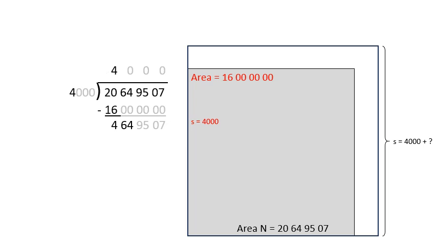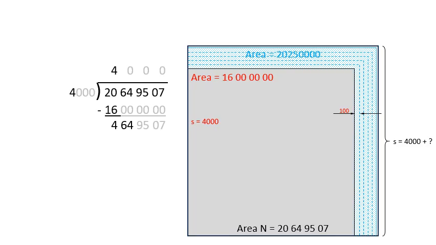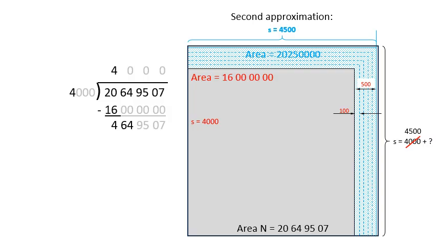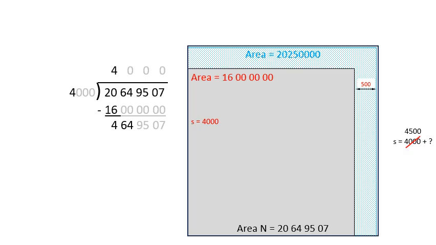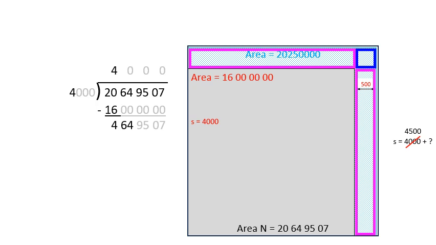To do that, we begin by adding strips of width 100. We find that it takes 5 such strips to bridge the gap without overflowing it, adding 500 to the side length of our starting square of side 4000 and thus making 4500 as our second approximation and giving us a square with area 20,250,000. This new square that we got can be viewed as the addition of the three regions shown in pink and blue to the original square of side 4000.